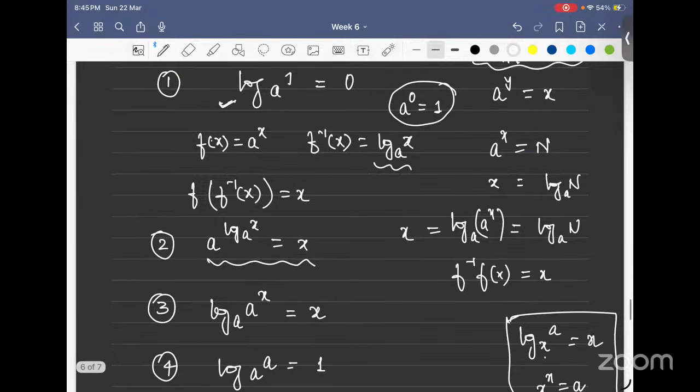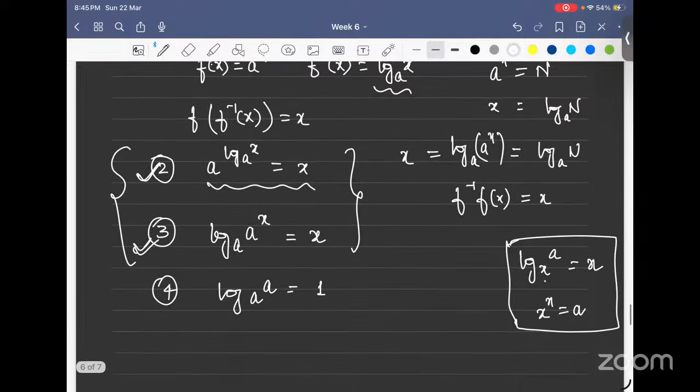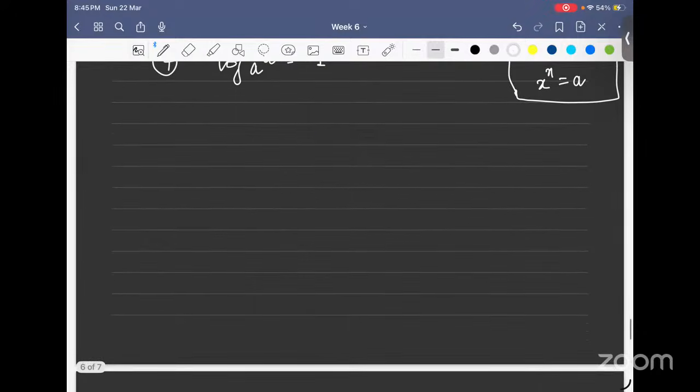Is this clear? Yes, sir. All the properties are clear, right? These two properties are important because they will be used everywhere. These two properties are very simple, but you just have to remember them. What are these two properties?